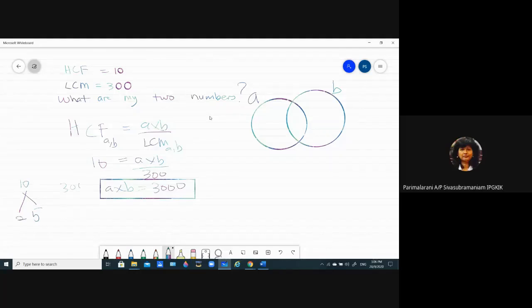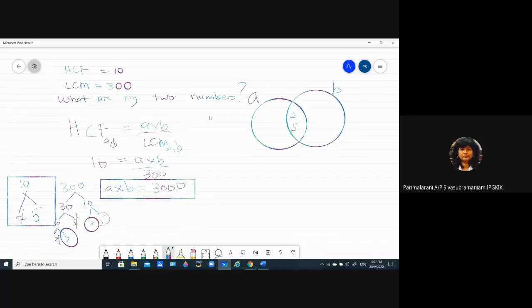What about 300? 300 will be 30 times 10. 10 is 2, 5. 30 is, say, 5 and 6, which is 2, 3. So we know that HCF is 10, which means we must put 2, 5 in the intersection. So LCM is 2, 3, 5, 2, 5. But we already have 2 and 5 inside there, so we need to put the 3, 2 and 5.